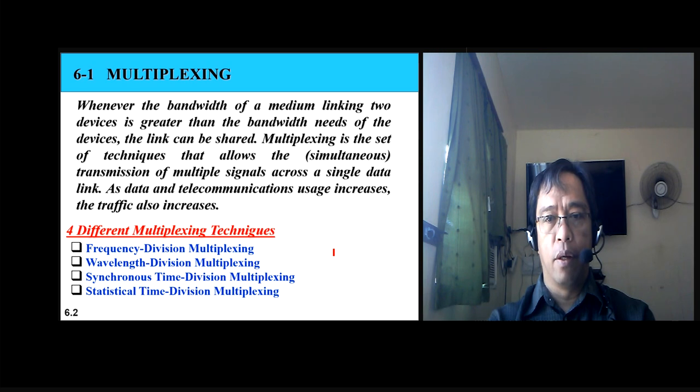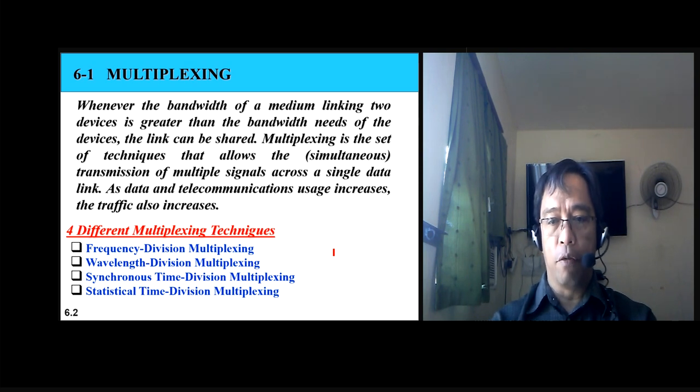Multiplexing. According to Forouzan, whenever the bandwidth of a medium linking two devices is greater than the bandwidth needs of the devices, the link can be shared. Multiplexing is a set of techniques that allows simultaneous transmission of multiple signals across a single data link. As data and telecommunications usage increases, the traffic also increases.